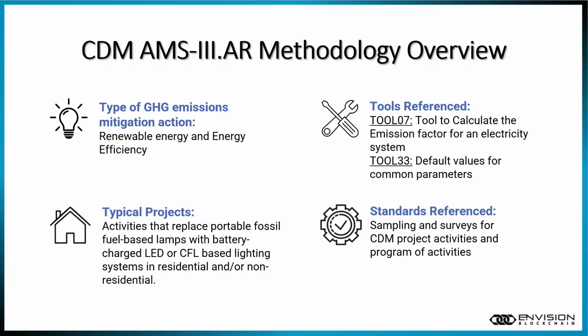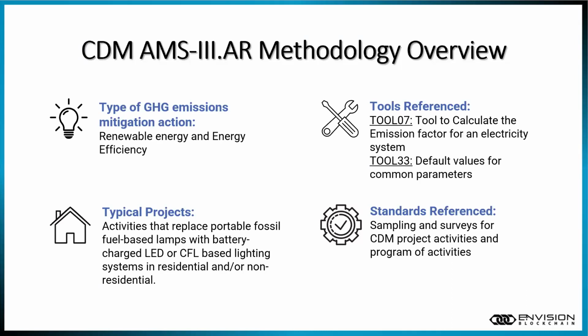CDM's AMS-III.AR methodology is associated with renewable energy and energy efficiency. The typical projects include activities that replace portable fossil fuel-based lamps with battery-charged LED or CFL-based lighting systems in residential or non-residential areas. This methodology references several tools, which include Tool 7. This is a tool used to calculate the emission factor for an electricity system.